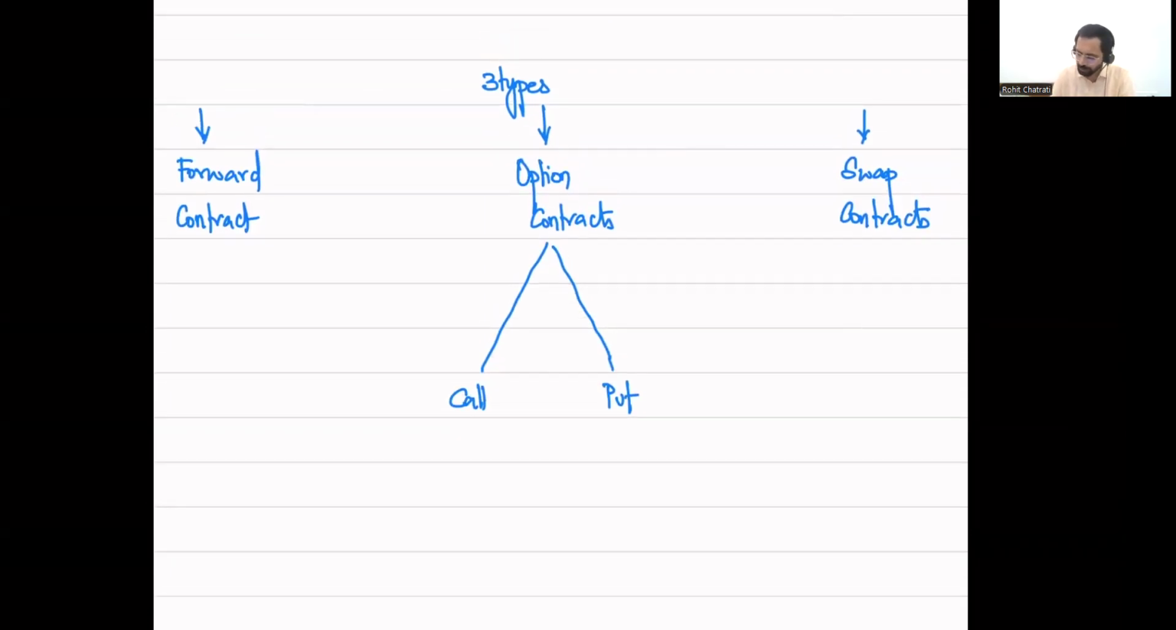So there are three most commonly used derivative contracts throughout the curriculum. The first one is forward, the second one is option, and the third one is swap contracts. Within the swap contracts also, our primary focus will be on interest rate swap or IRS. Within option contracts, we then have call option and put option.